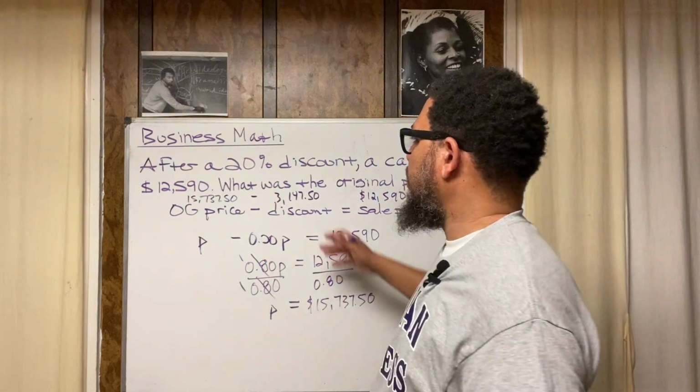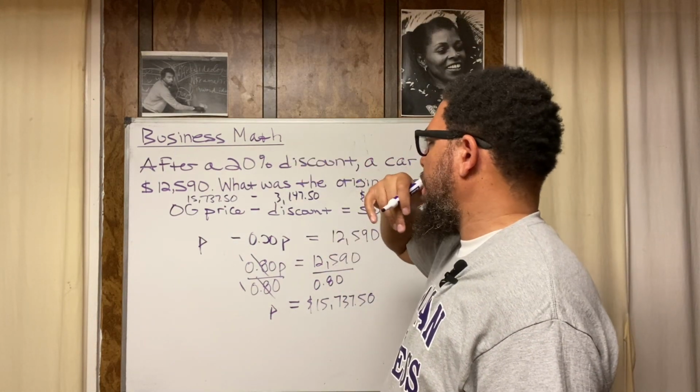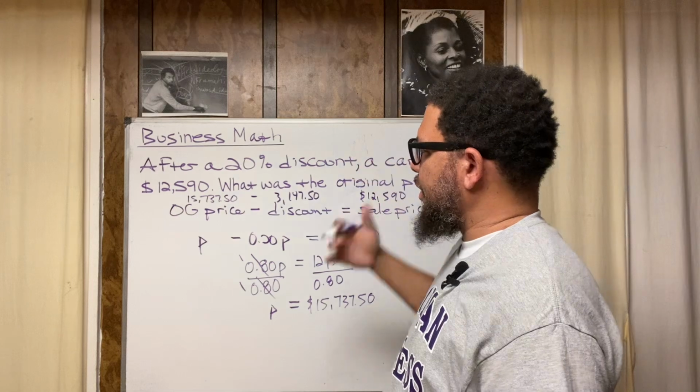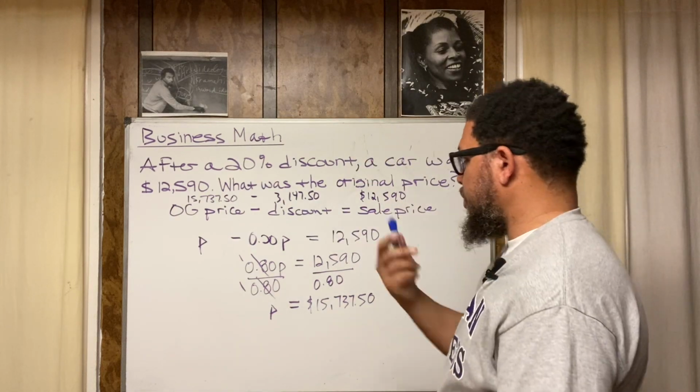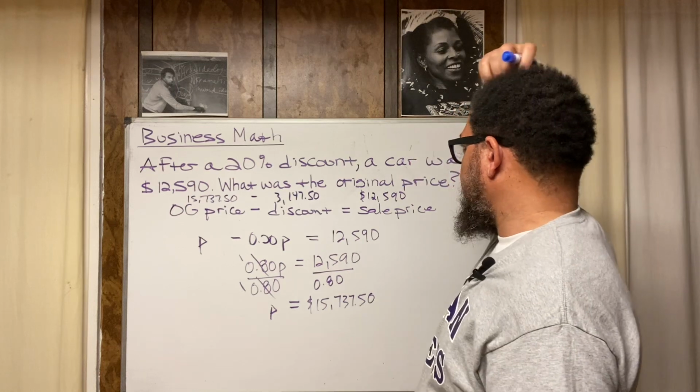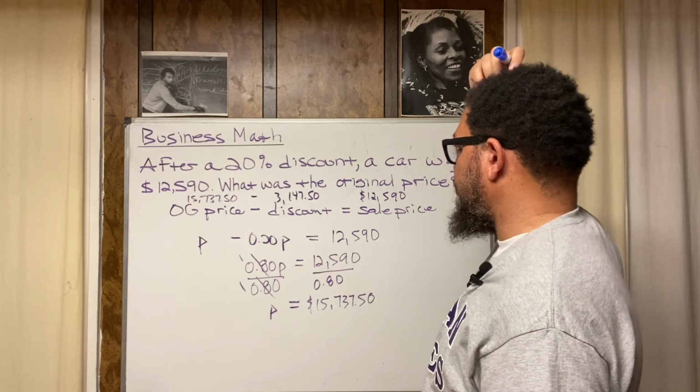All right. So now, what if I did it another way though? What if I'm looking at it more from a common sense standpoint? What if I'm like, let me use a different color. After the 20% discount, a car was 12,590.